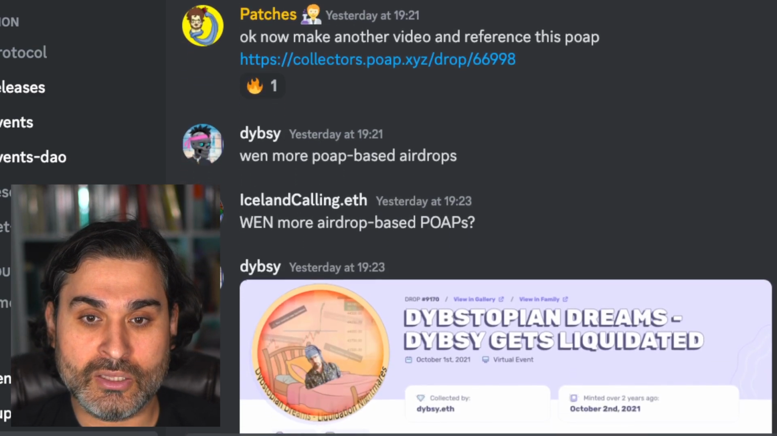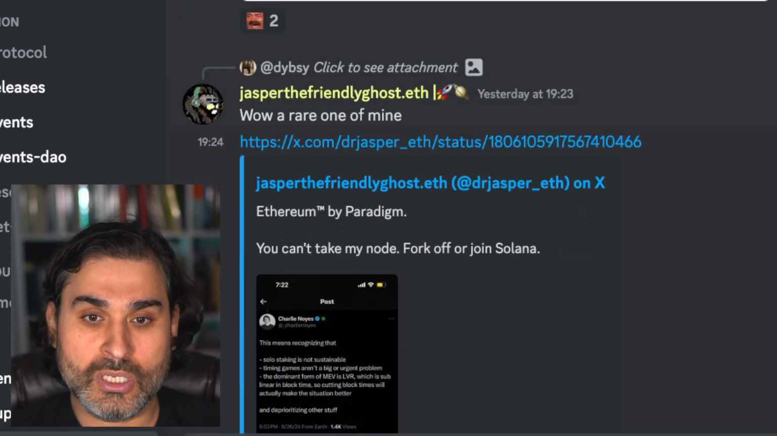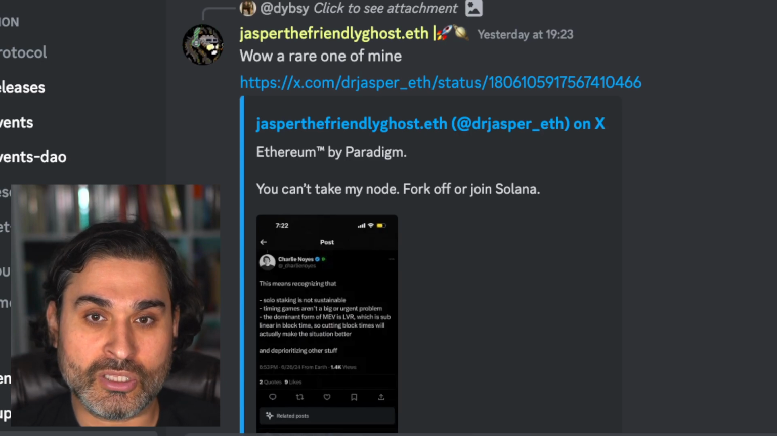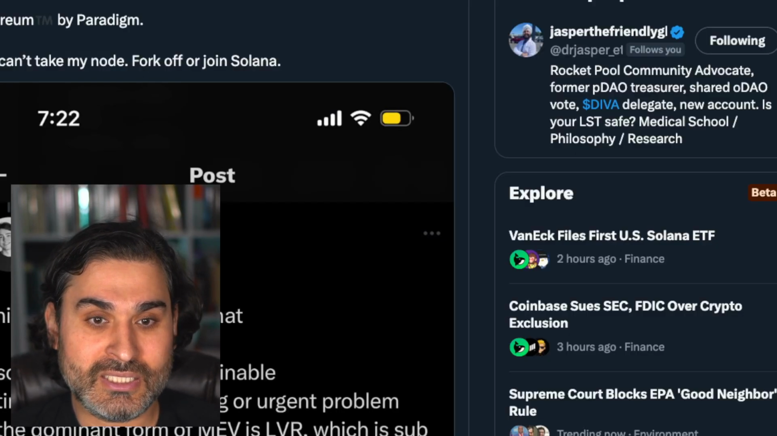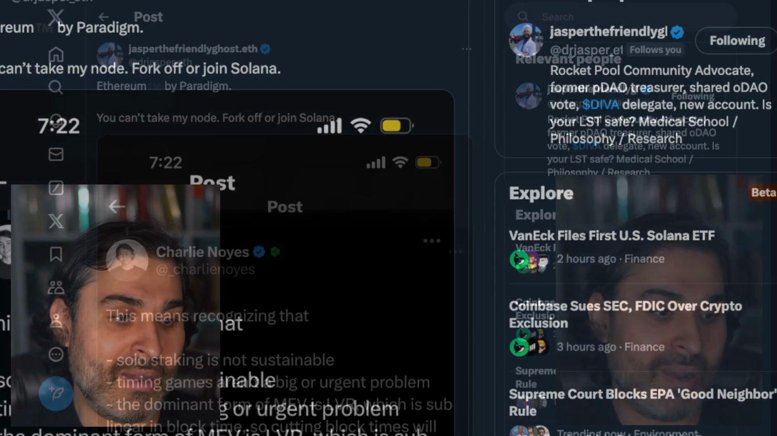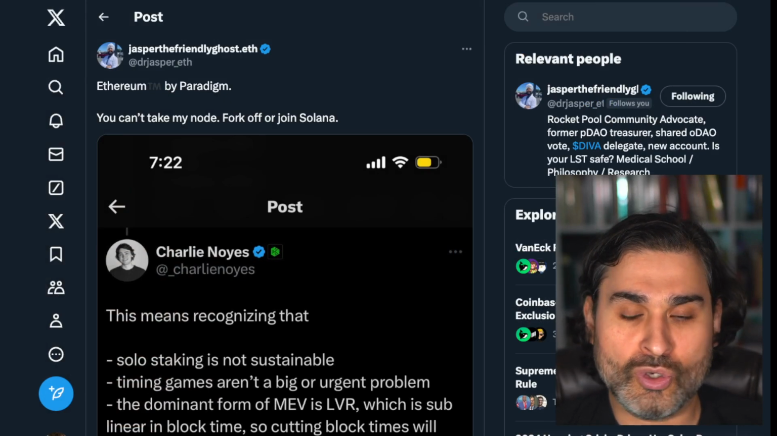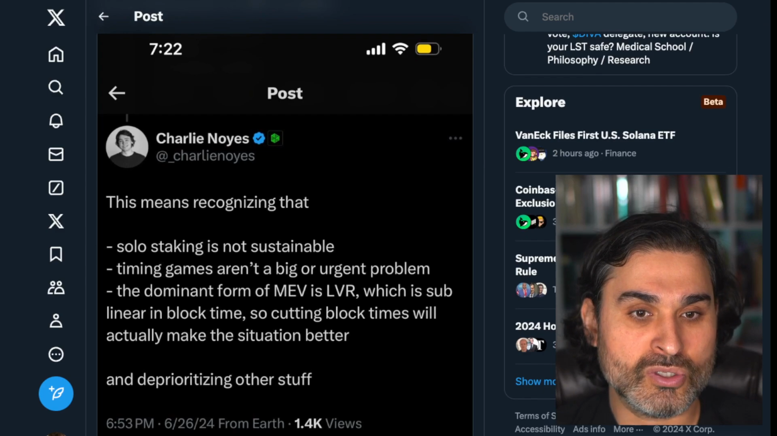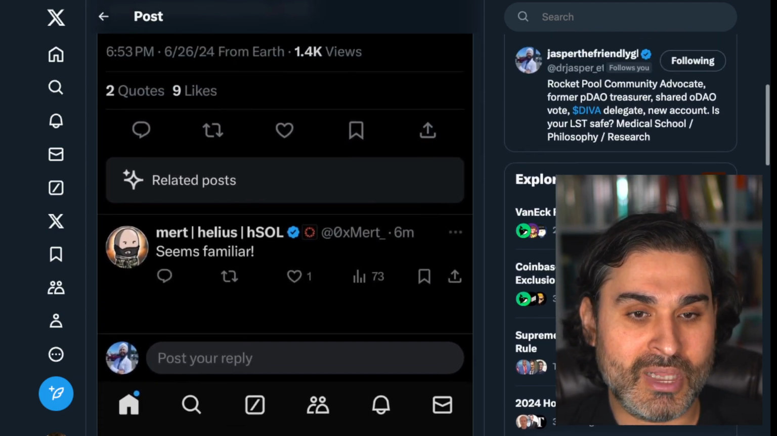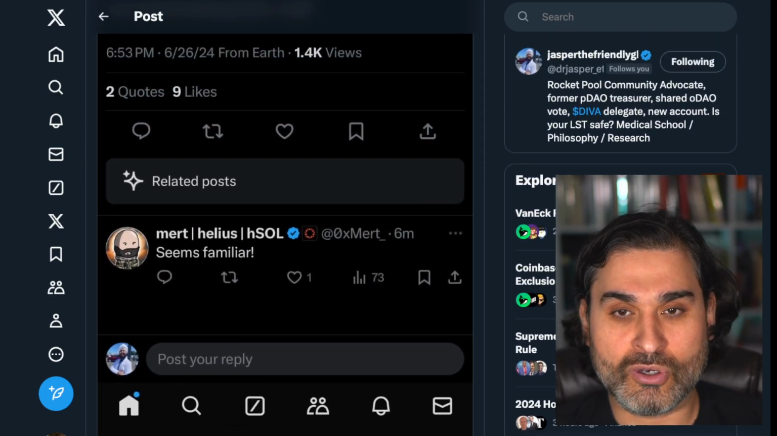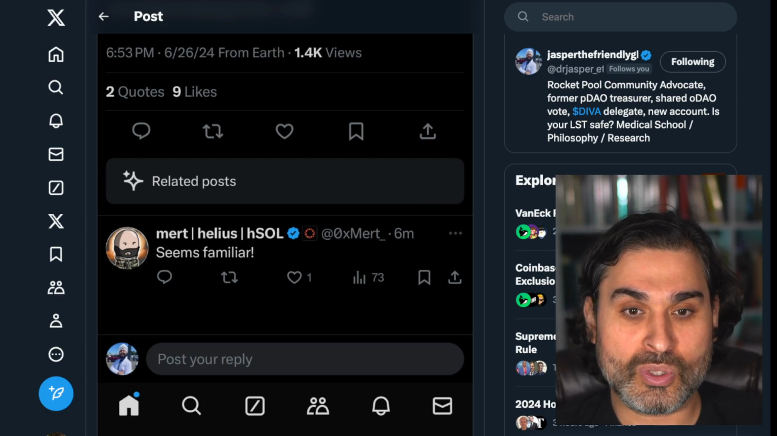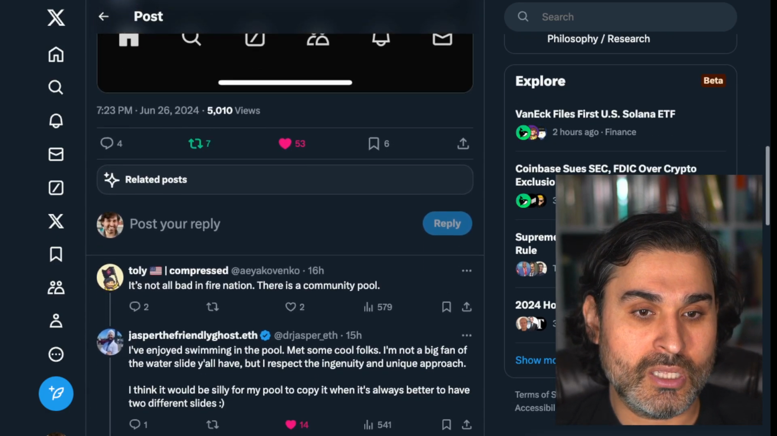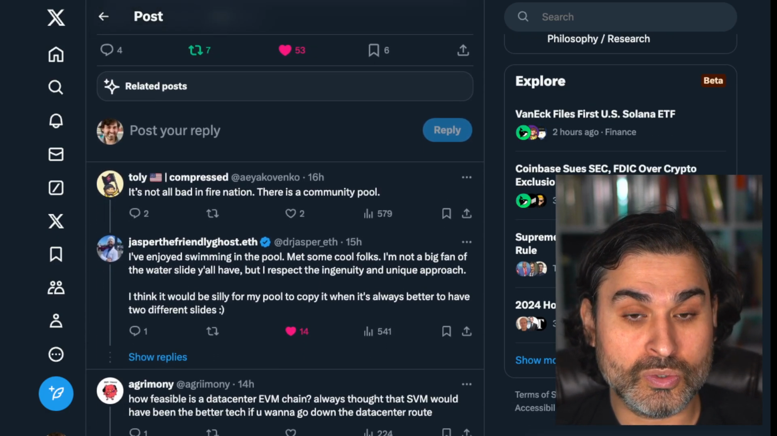And then what ended up actually happening was Jasper went all guns blazing first, and he said, Ethereum by Paradigm, you can't take my node, fork off or join Solana. So this was about getting rid of solo staking. Mer replied saying, that seems familiar. Mer, of course, is a developer in the Solana ecosystem.